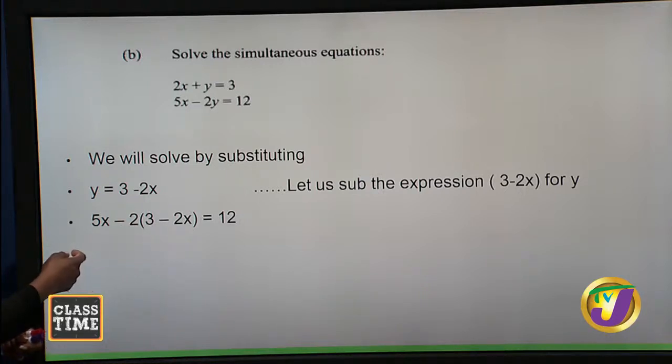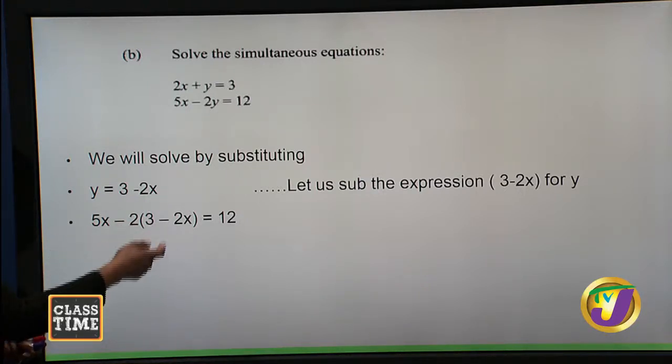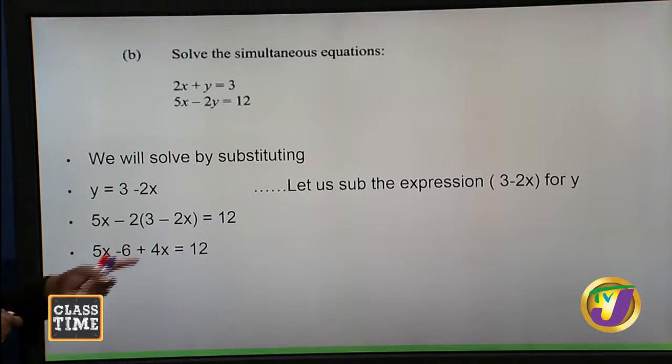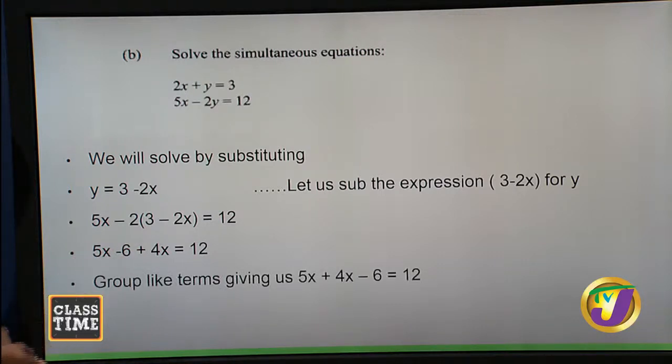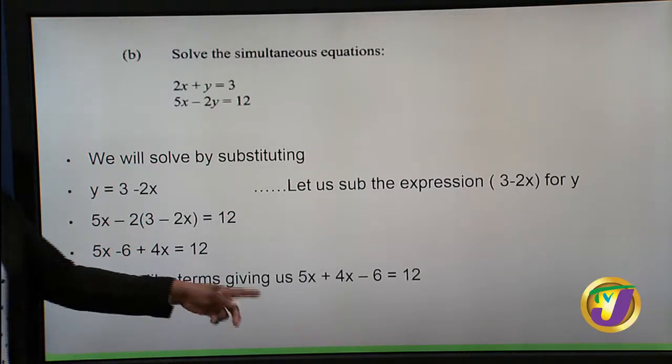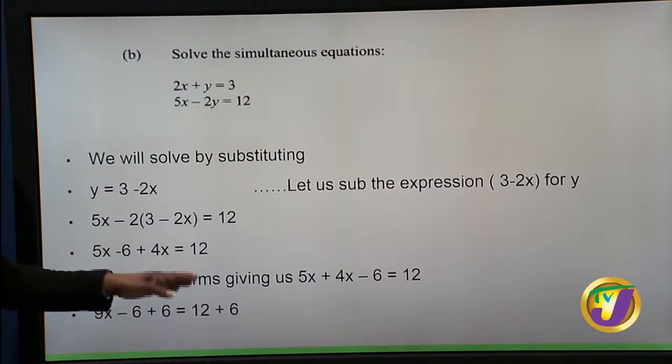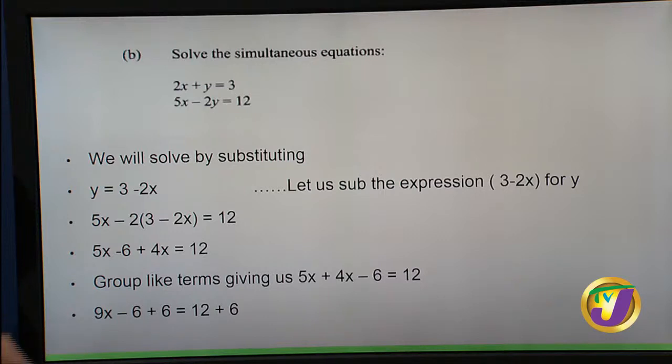And as you can see, I would have done it here. So 5x subtract y, which is now substituted by 3 subtract 2x, equals 12. And I can now use the law of distribution to remove those brackets. Negative 2 multiplied by 3 gives me negative 6. Negative 2 multiplied by 2x gives me positive 4x. So now I would want to group like terms, giving me 5x plus 4x subtract 6 equals 12. Let us carry out the calculations: 5x plus 4x gives me 9x, subtract 6.